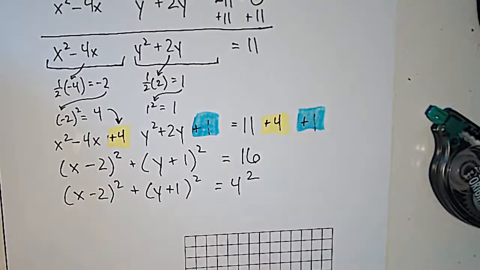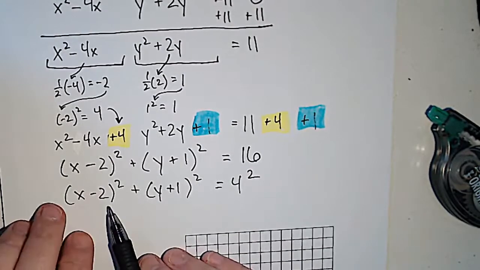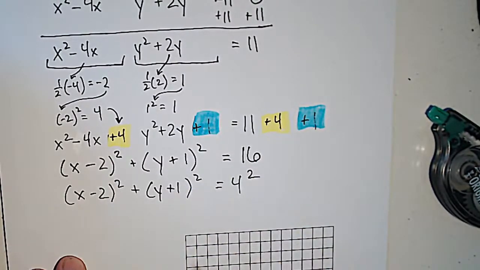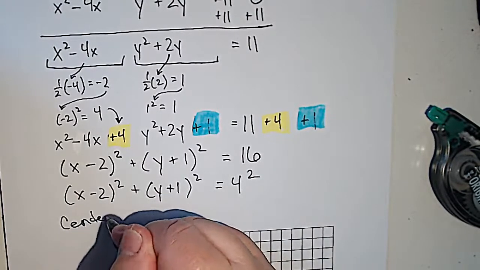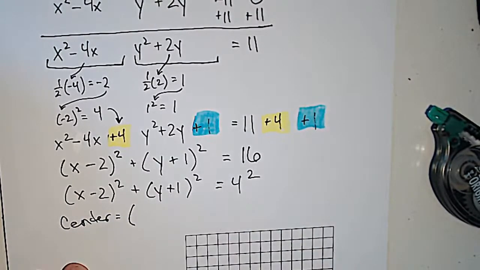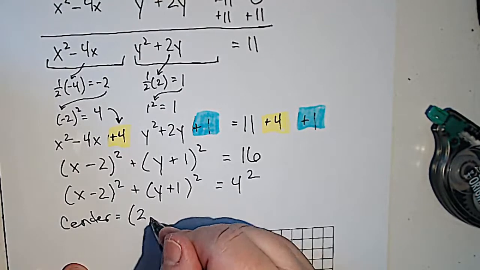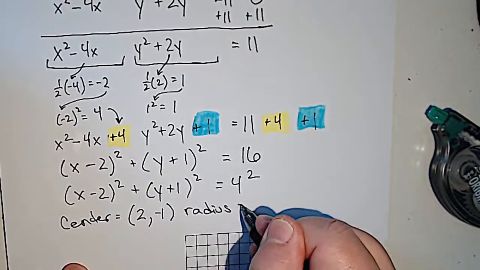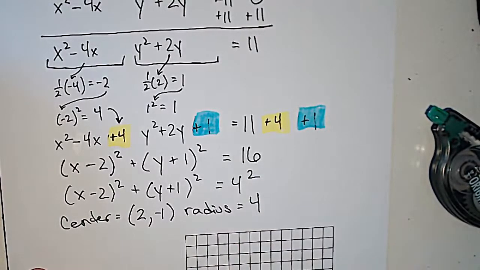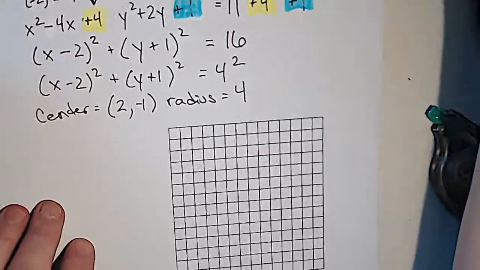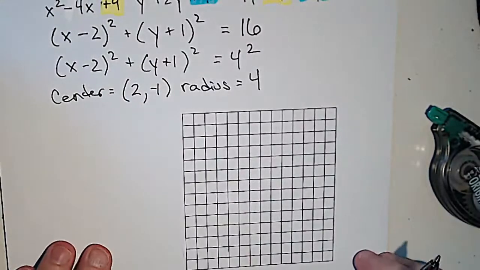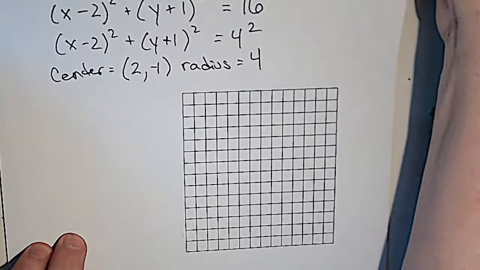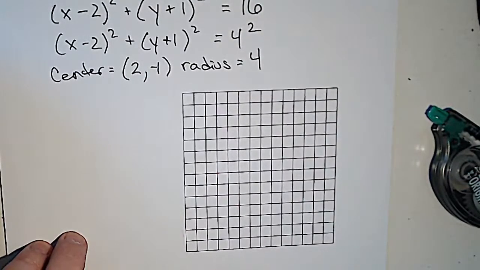So I'm going to write it in standard form. I've got the x's squared, the y's squared, and the 4 is squared. So my center is at, remember, take the opposite, 2 comma -1. And my radius is 4. And this is enough to graph. Now, will we know what the intercepts are? No, we won't at all. And life is going to be hard, but we'll get through it.